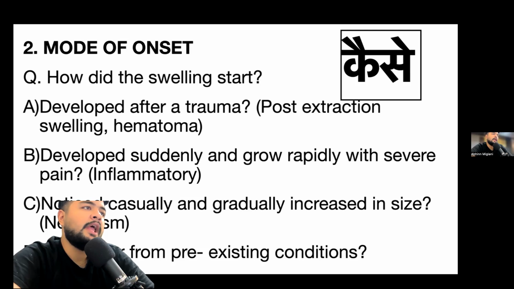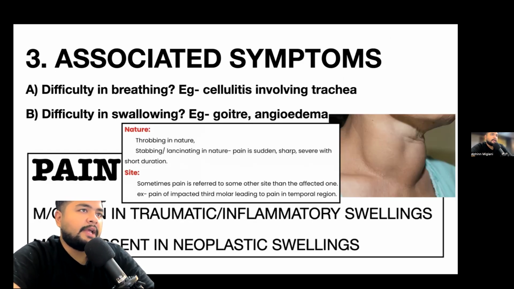So, the mode of onset: how did the swelling start? Developed after a trauma, like post extraction swelling or a hematoma. Developed suddenly and grows rapidly with severe pain: inflammatory swelling. Noticed casually and gradually increased in size: neoplasm, which may occur from pre-existing conditions. Associated symptoms: difficulty in breathing, for example cellulitis involving the trachea; difficulty in swallowing, for example goiter, angioedema.